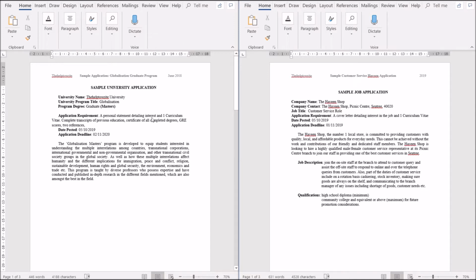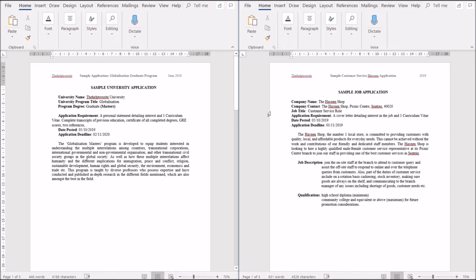To the left is a sample university application for a graduate master's program in globalization, and to the right is a sample job application for a customer service role. Both types of application require a Curriculum Vitae or CV. However, the content, style, and format of the CVs are going to vary.